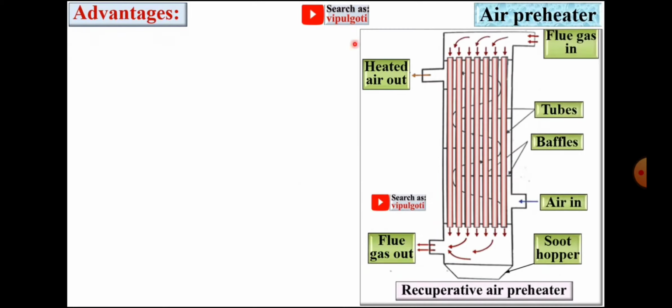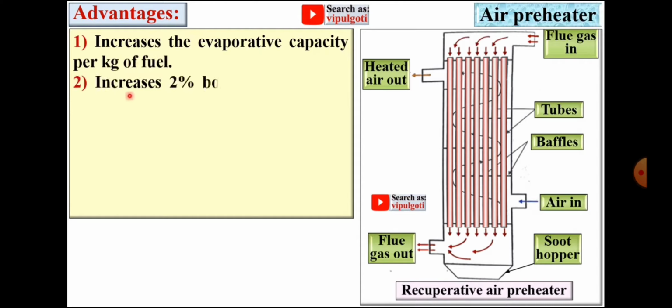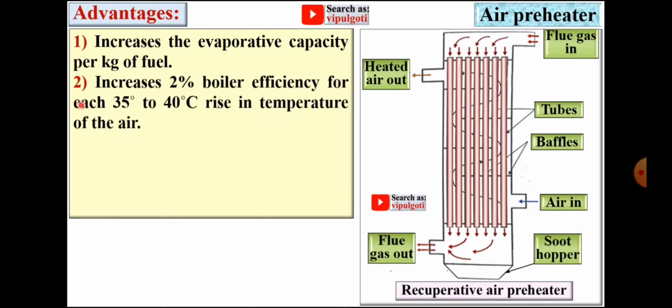Now next, advantages of the air preheater. Increases the evaporative capacity per kg of fuel. Increases approximately 2% boiler efficiency for each 35 degree to 40 degree Celsius rise in temperature of the air. That means if you are able to increase the temperature of the air up to 35 to 40 degrees, then definitely you can increase 2% boiler efficiency.